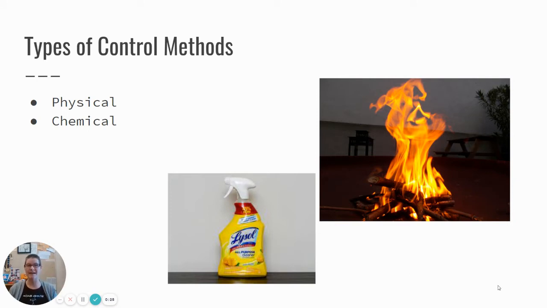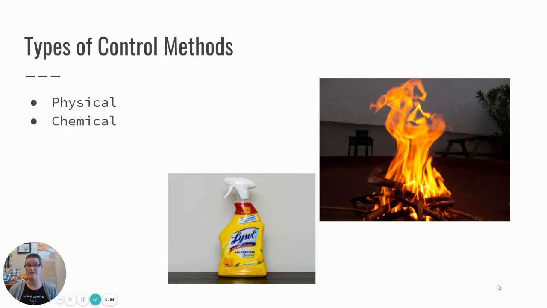to talk about today. And then the second one breaks down further into areas that I'll get into in another video in the future. So the major types of control methods are physical controls and chemical controls. Physical controls typically involve some kind of environmental feature. So for example, fire, heat, temperature is a physical control. Other ones include pressure, they include radiation, they include things like that.